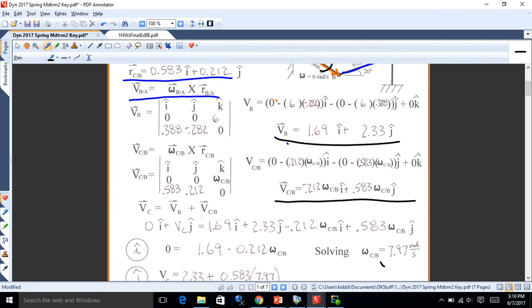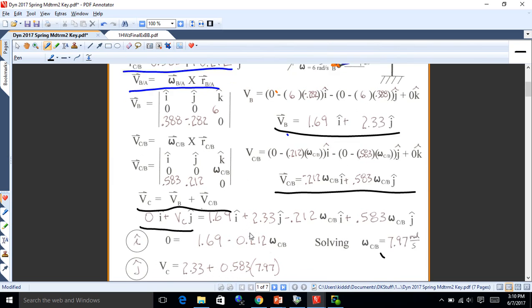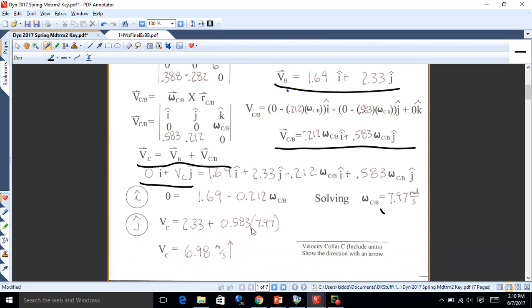So now you've got the two velocities. You've got the velocity of B and the velocity of C with respect to B. You know that the velocity of C is in the J direction only. It has a 0 I component. So you can put the relative motion equation together there and then solve out the I's first. Solve for omega, it's 7.97. And then do the J's, you'll get VC is 6.98. I was looking for an arrow on that to indicate the direction.